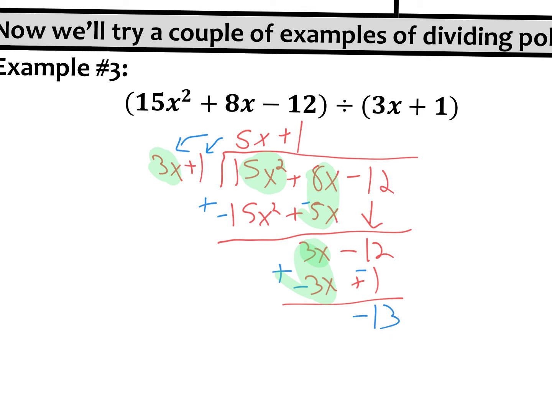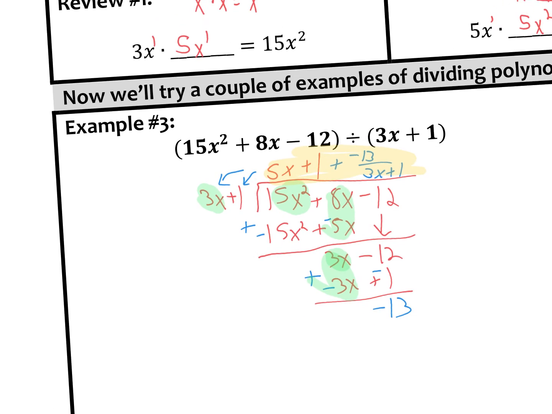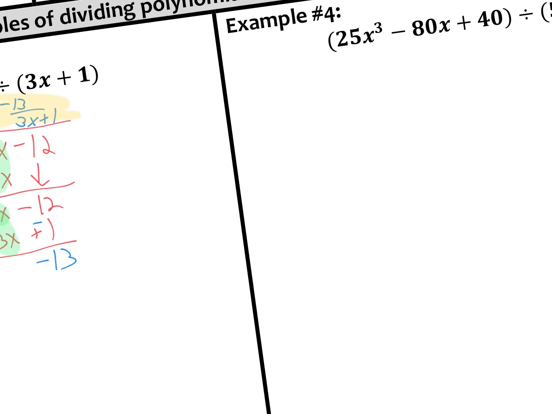So here's how you write your remainder. You'd take plus negative 13 over my second polynomial. And everything on top here is the answer. So let's try another one, then we'll definitely be practicing this soon.